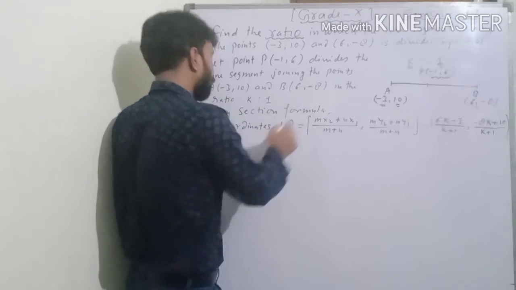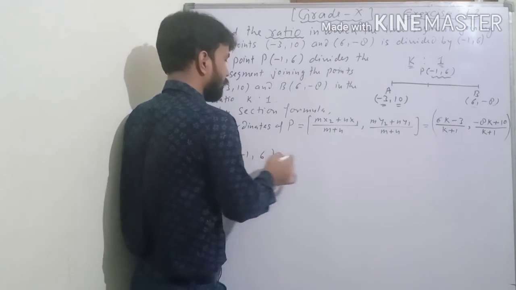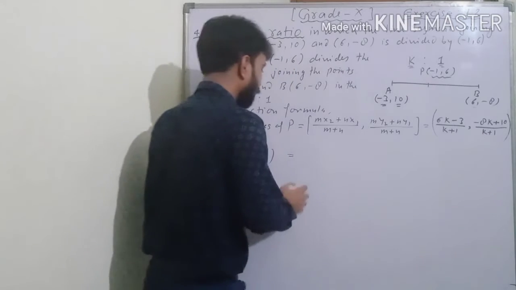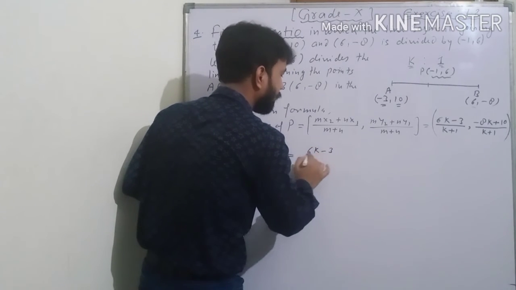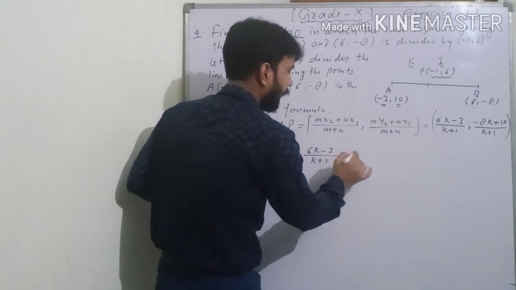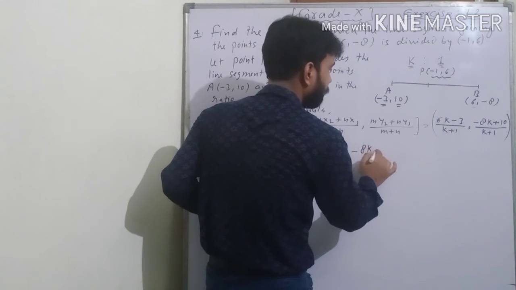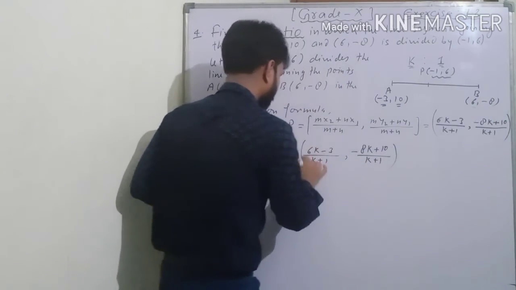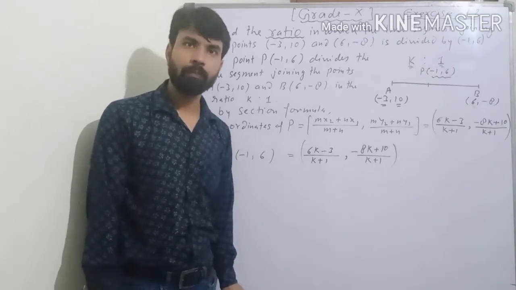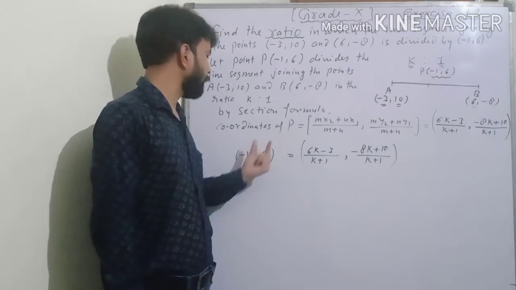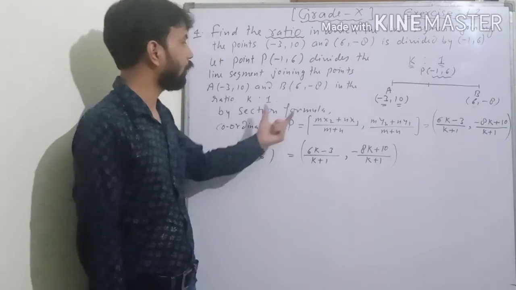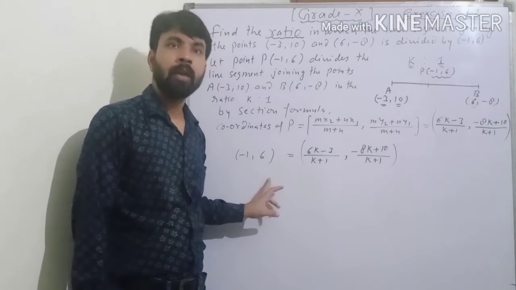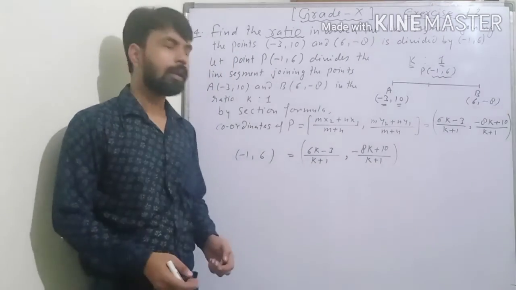So the coordinates of P are minus 1, 6 equals, by this formula, the coordinates of P are this. So we can write here (6k minus 3) upon (k plus 1) and (minus 8k plus 10) upon (k plus 1). Clear? Any confusion? According to the question, the coordinates of P are minus 1, 6, and according to the formula, the coordinates of P are this. So both the points will be equal. If both the points are equal, then we will compare their abscissa or ordinate.